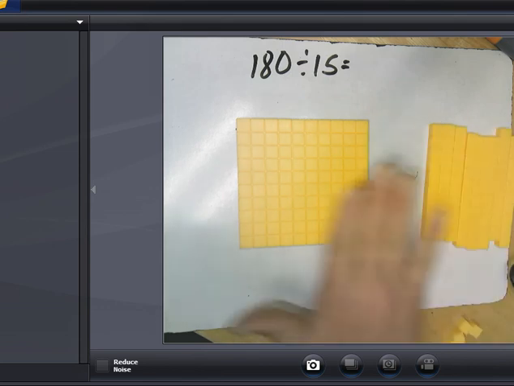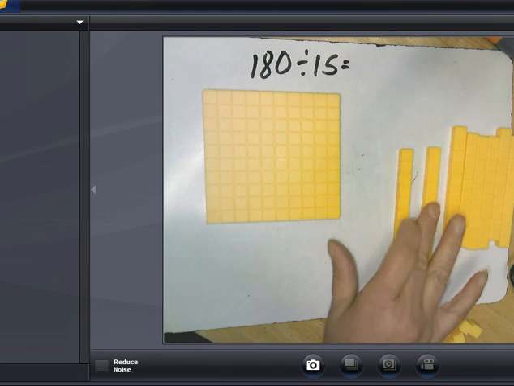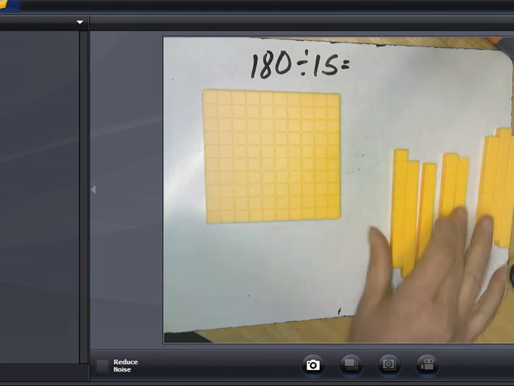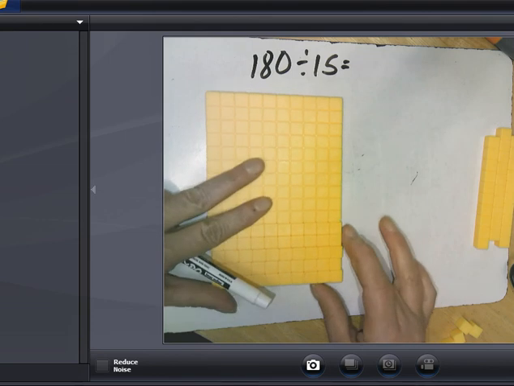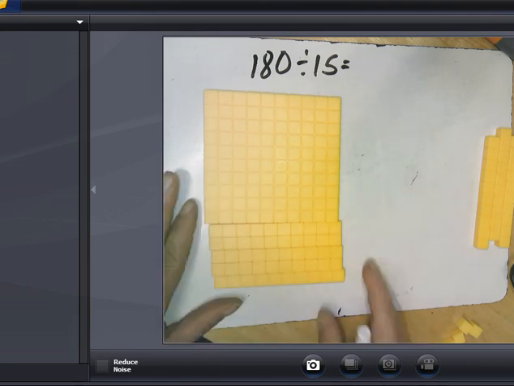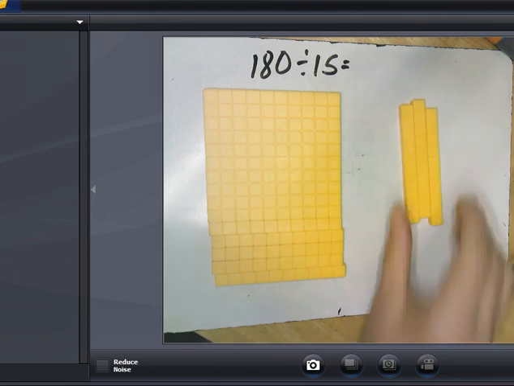So I know I have 10 here to make my rectangle. 11, 12, 13, 14, 15. And you see I have my nice rectangle sitting here, and I have 15 because 10 plus 5 more is 15. Now remember, I have to break these into equal groups.